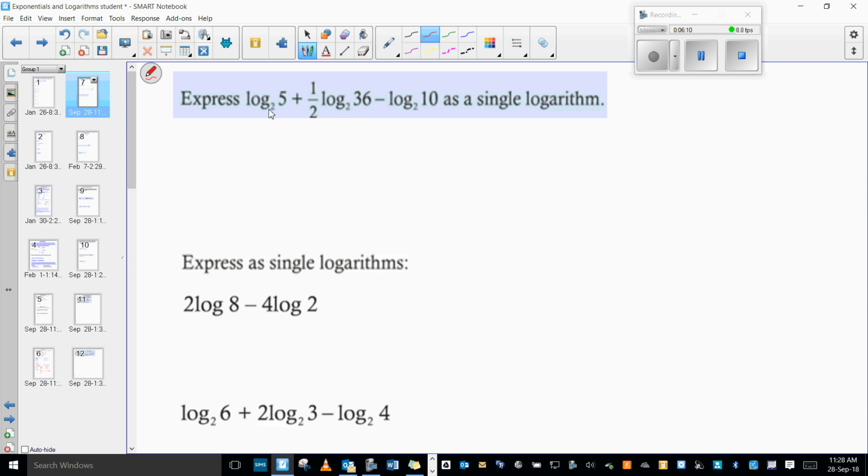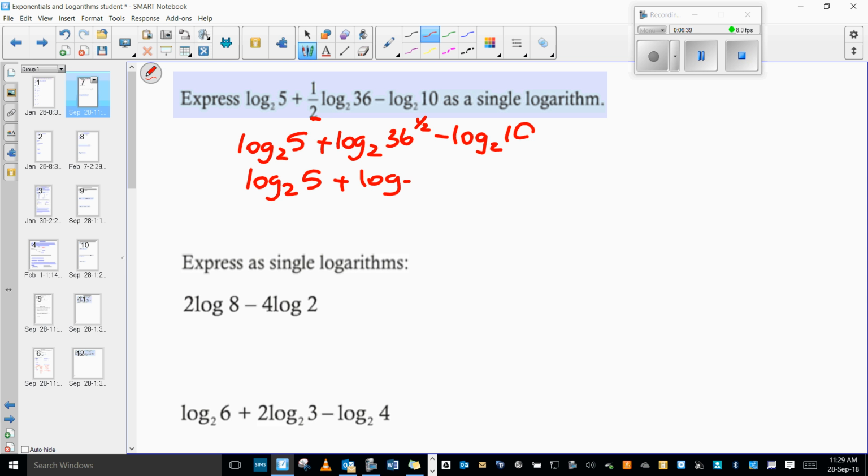Yeah, so this big half is causing a bit of an issue, so that's the first thing we're going to concentrate on. So we've got log base 2 of 5 plus log base 2 of 36 to the power of a half minus log base 2 of 10. Power of half means the same as square root, so square root of 36. So we've got log base 2 of 5 plus log base 2 of 6 minus log base 2 of 10.